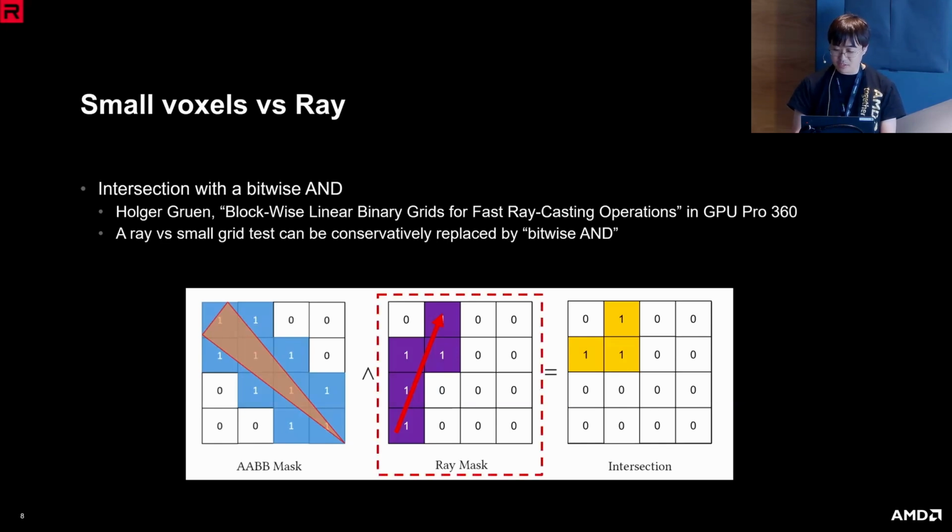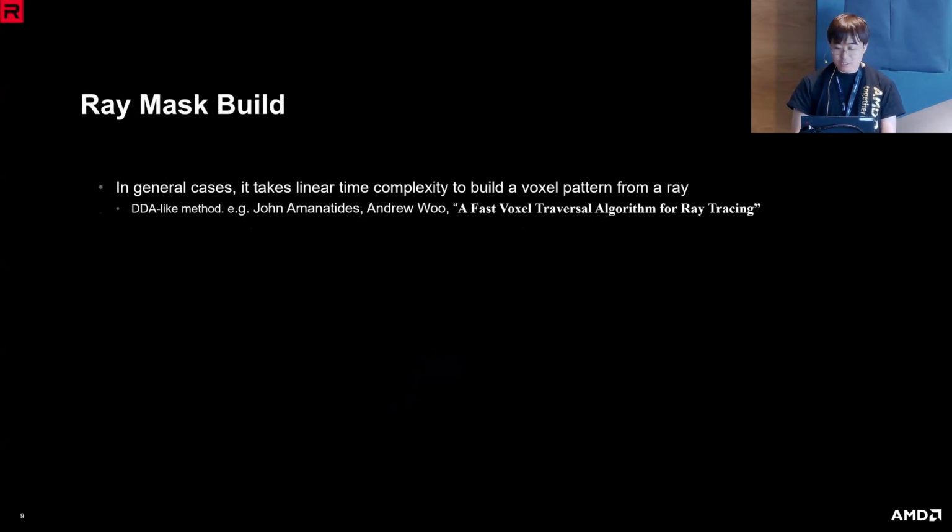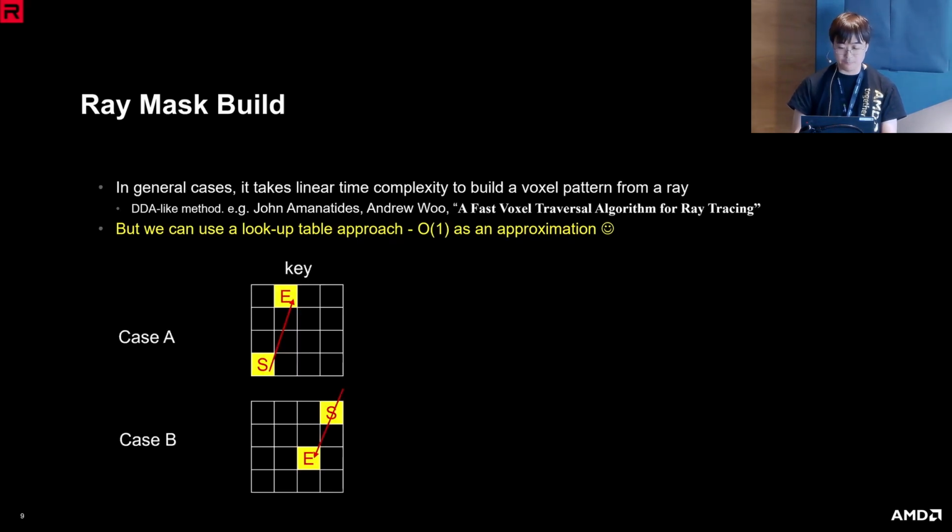Actually, before this intersection, we have to build the voxel pattern for the ray. But the ray mask can be pre-computed as a lookup table. In general cases, it takes linear time complexity to build a voxel pattern from a ray by using a DDA-like method. But we can use a lookup table approach as an approximation for our case.